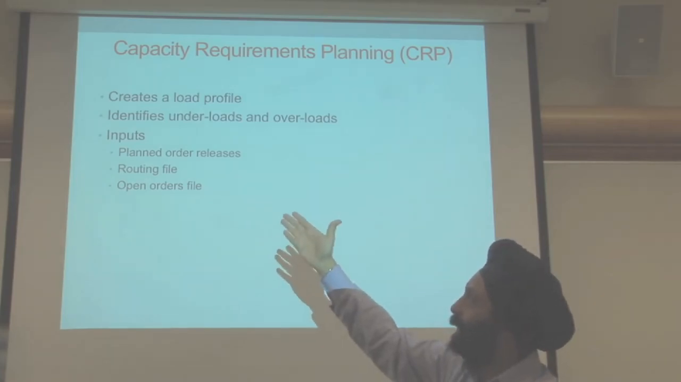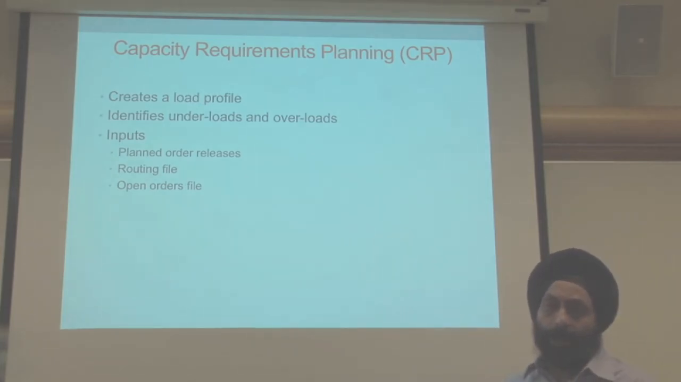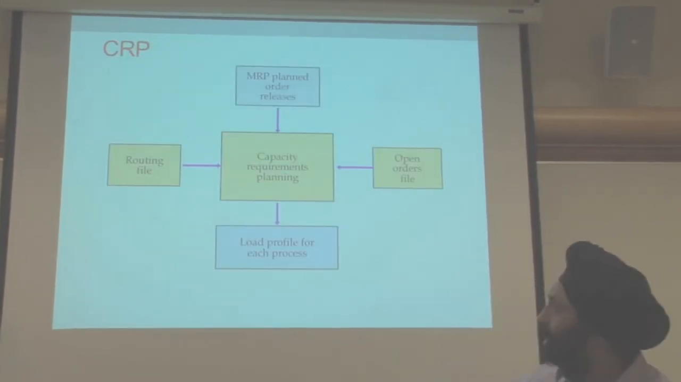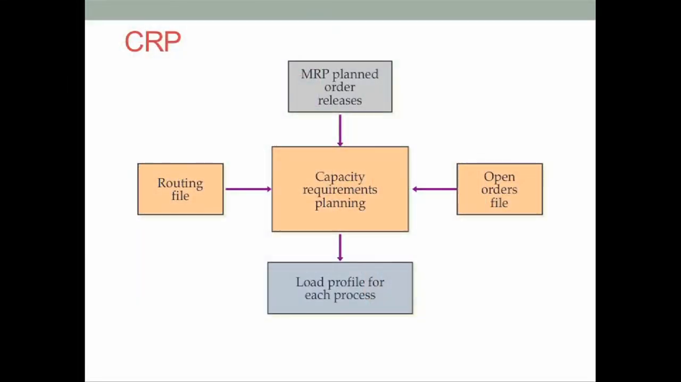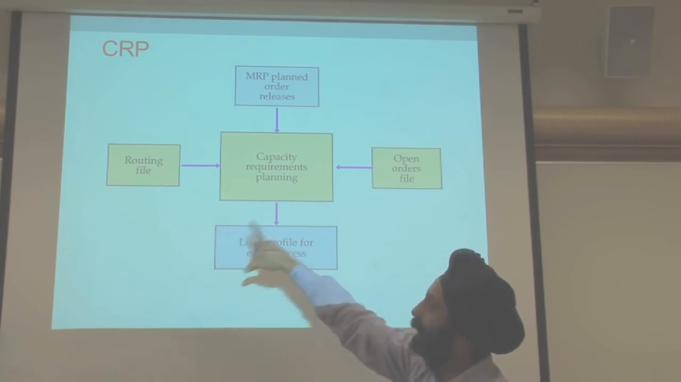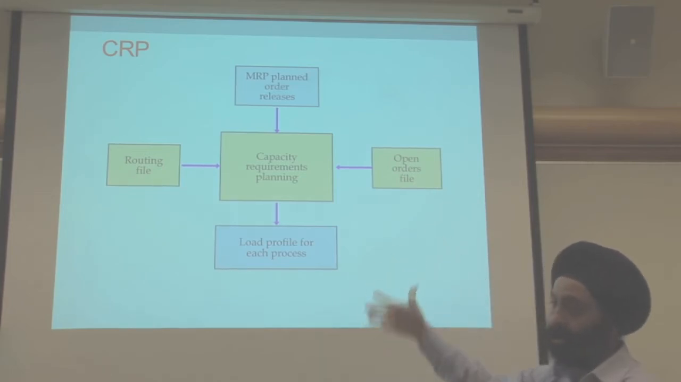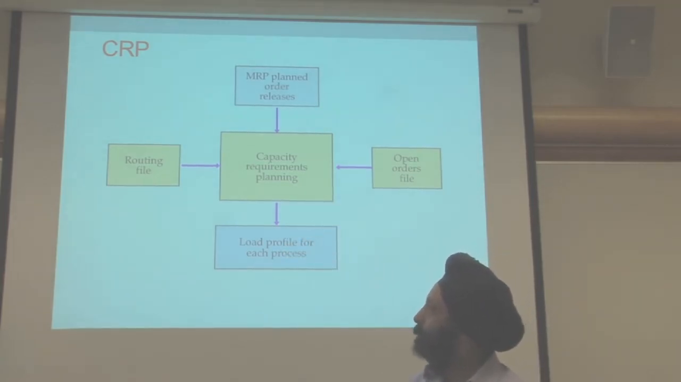So based on this, the inputs are planned order releases that are coming from MRP, routing files, and open order files that you have. So if you think about CRP, one of the inputs is the MRP planned order releases, the last row of the MRP chart, that information is coming in here. Also the routing file, as to what products get made on what machines, and the open orders that are already in place. That has reserved certain capacity of the machine. So based on that, you can easily figure out the load profile for each process.